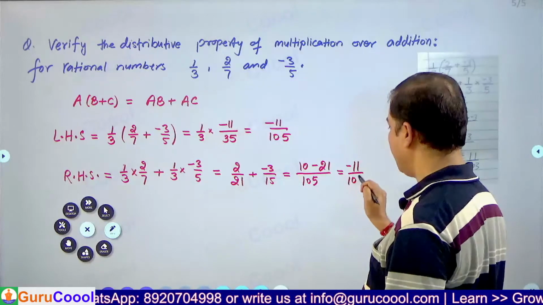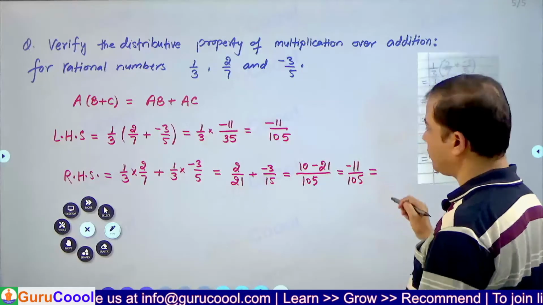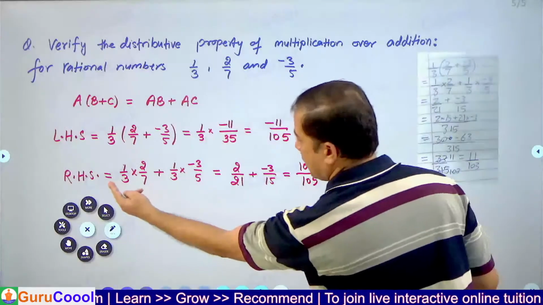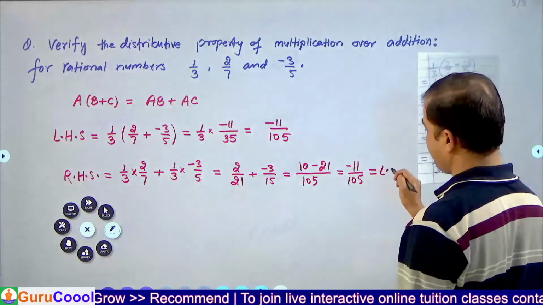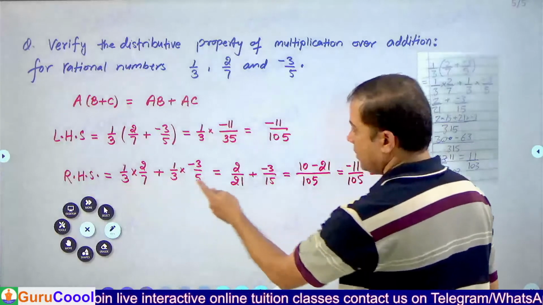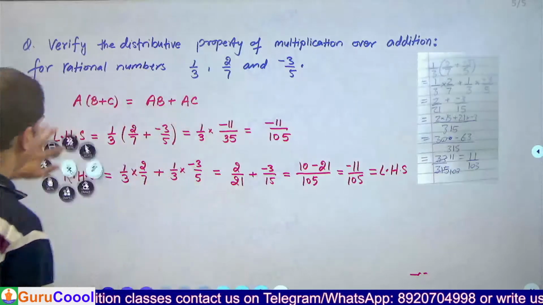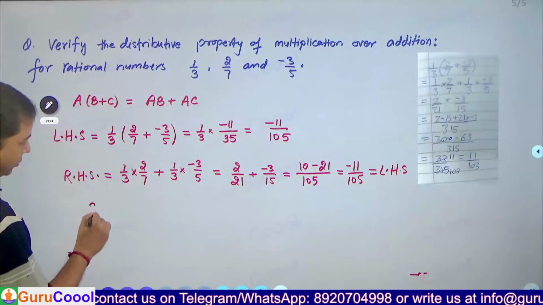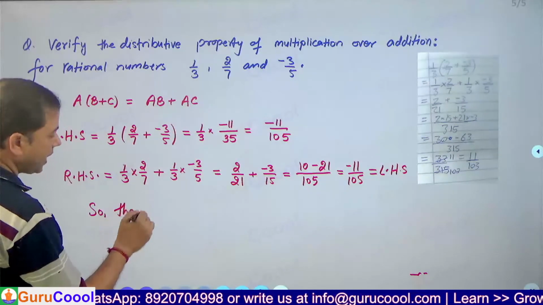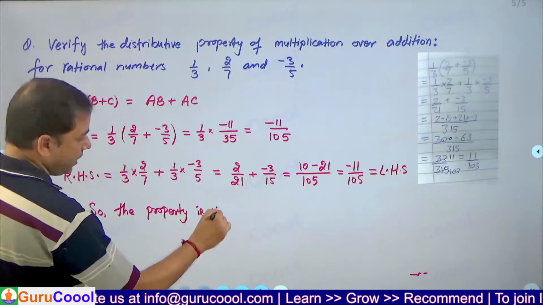and we got here minus 11 by 105. The same result, notice, and we can mention here that this is equal to LHS. This was LHS and this is RHS. So now RHS is equal to LHS. We have checked here and we found that RHS expression has the same value as LHS expression. Since they are equal, so the property is verified. Write the statement here. The property is verified.